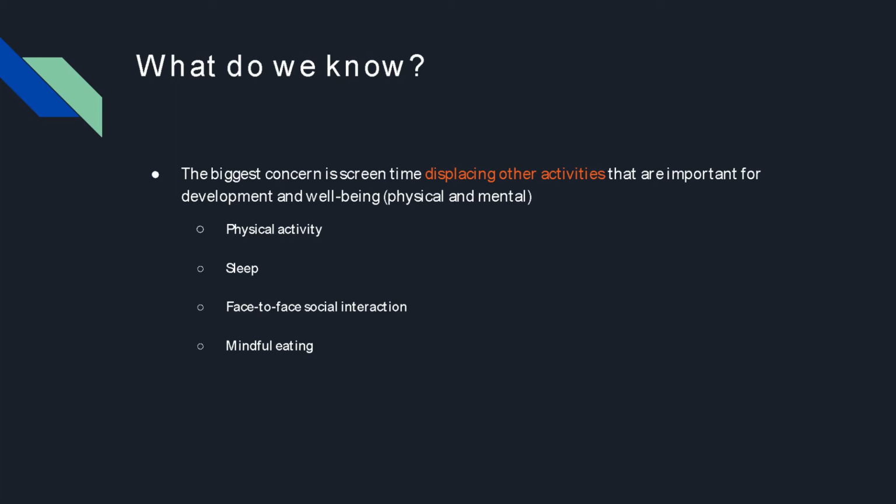And that's a really important point that I'll keep bringing up, but if there's one thing that you take away from this today, I think this is it: screen time becomes a problem when it's taking the place of other activities that are important for development and important for health. Things like physical activity, sleep, face-to-face social interaction, and mindful eating. I'm sure you can think of other things. But when screen time is happening so often that it's interfering with these things, that's when it can become a big problem.